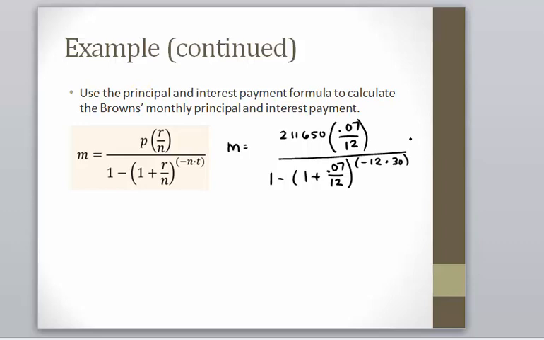Now, we're going to go to our calculator and do some of these calculations. On the top, I'm going to enter the $211,650, and then in parentheses, the 0.07 divided by 12. And that should give me 1234.625 for the top.